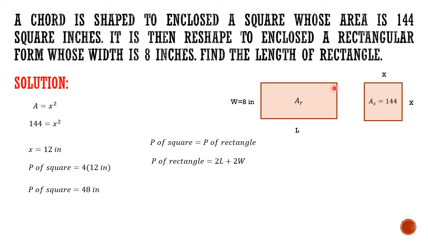Yan. So, alam natin na parehas lang naman yung value nila. So, 48 yung perimeter natin is equal sa 2 length plus 2 multiply natin sa width. Yan. We'll have 16 inches as the value of the length ng ating rectangle.